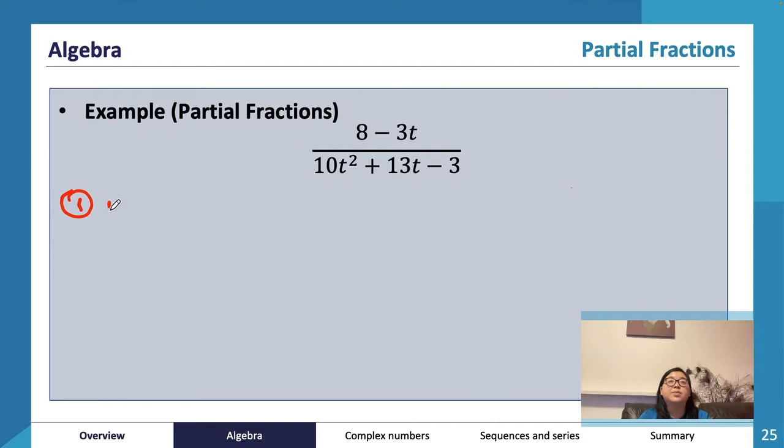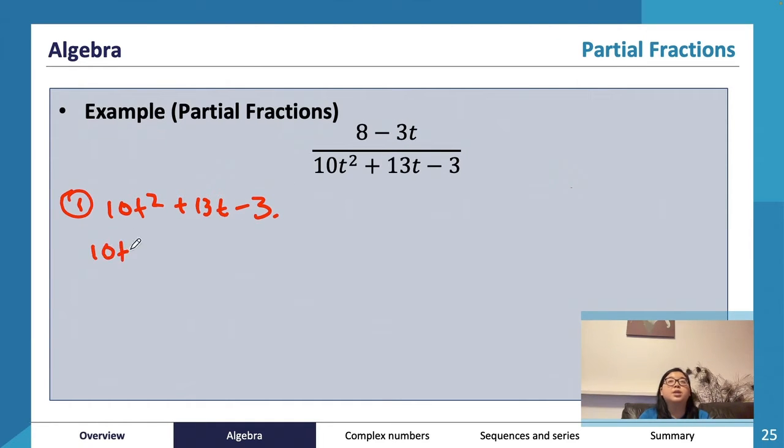So this is going to be 10t squared plus 13t minus 3. We can do a bit of cross multiplication to figure out what's going on. The factors have to multiply to give us 30. So the front two have to multiply to give us 10, the back two have to multiply to give us 3, and the middle part has to be 13.